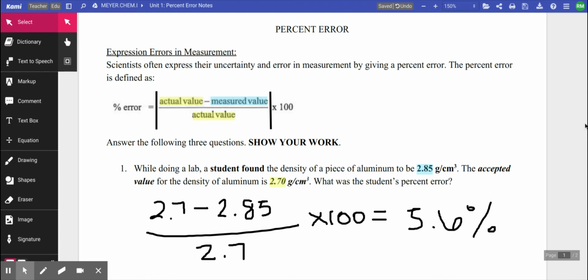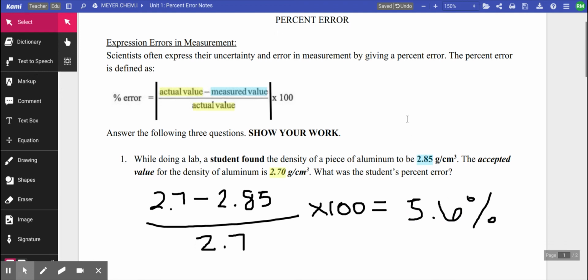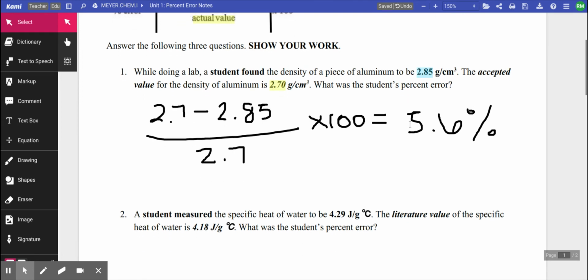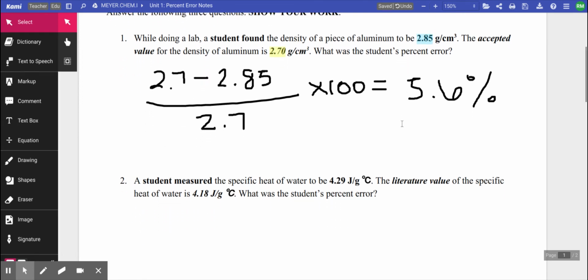Okay, whenever you are writing your number in percent error, I would just like for you to round to 1 decimal place. Okay, that is good enough for me. So let's go ahead and move on to the second problem.